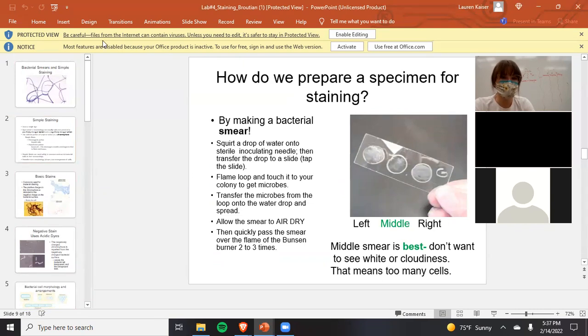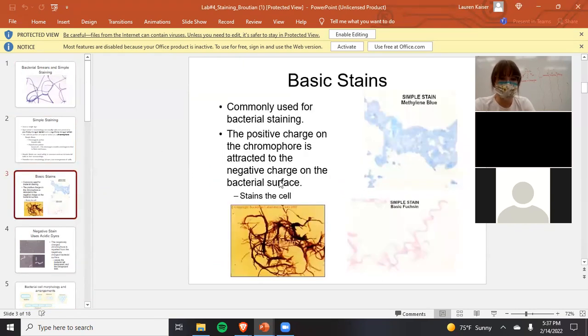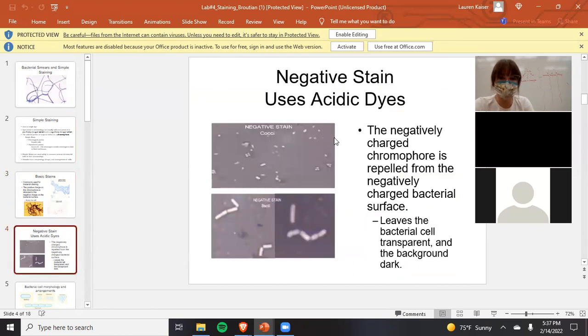So our basic stain is going to be able to tell us just plain arrangement, right? We can't tell anything else other than arrangement. It's like fingerprinting, right? We can tell what the fingerprints look like, but we don't know who it is, not until we get some other information. Okay. And then acidic dyes, remember this one.